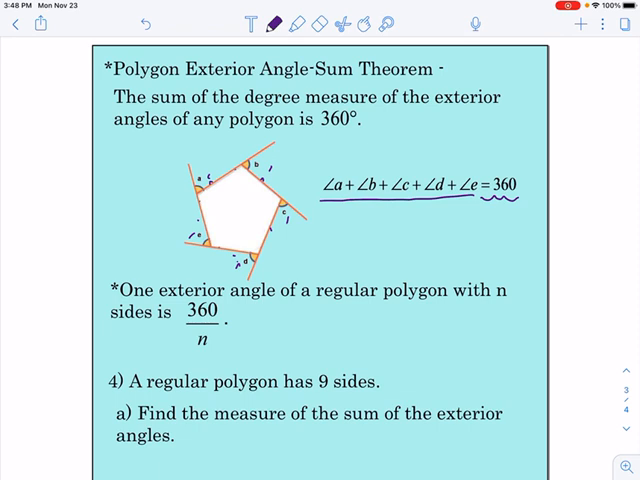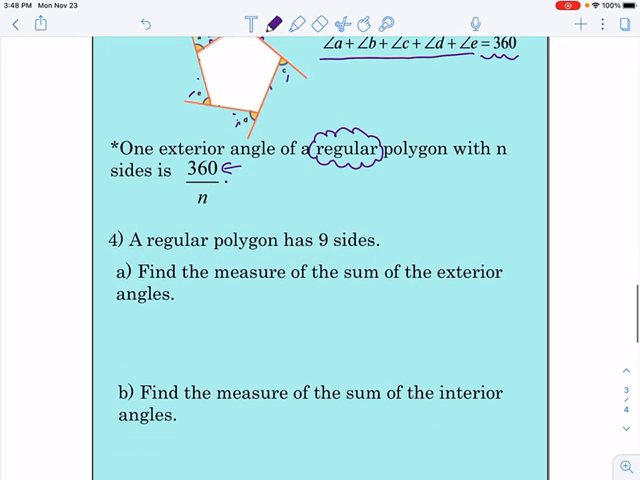If I want to find one exterior angle, the polygon has to be regular, meaning all equal sides, because then all the angles are equal. So to find one exterior angle, I take 360 and divide it by the number of sides. Let's see how this works in a real problem. For number 4, we have a regular polygon with 9 sides. We want to find the measure of the sum of the exterior angles. No work to do here. The sum of the exterior angles of any polygon, no matter how many sides it has, is 360.